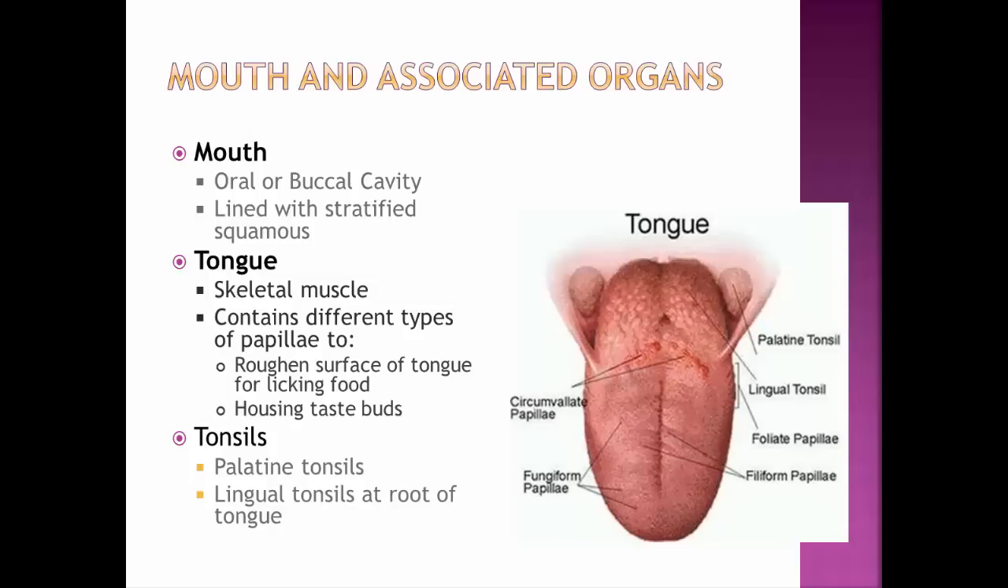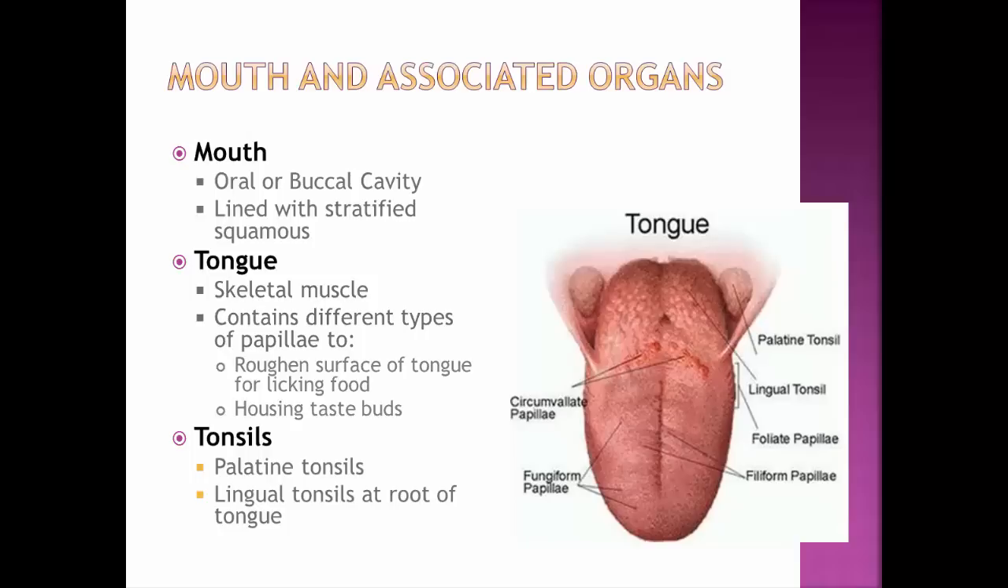It also contains different kinds of papillae. The papillae help roughen the surface of the tongue for licking food. Think about a cat, who has very large papillae. These are cone-shaped structures, and so the cat uses that very rough tongue to be able to comb its fur. We don't do that, of course, so we don't need as big a papilla, but the papillae do also house the taste buds so we can taste the food that we're eating.